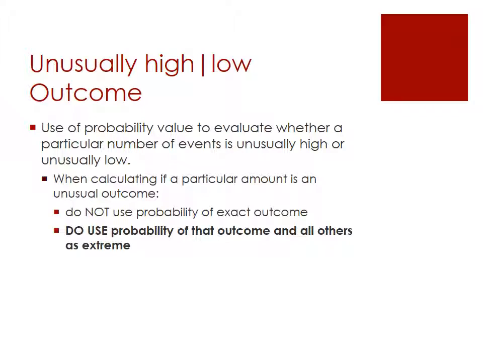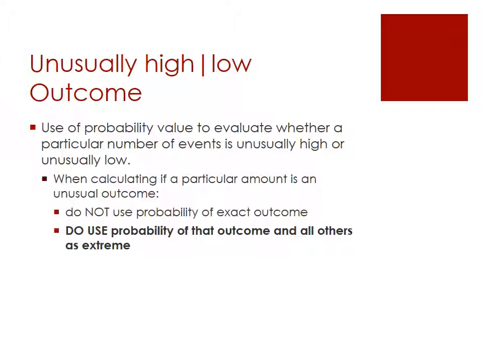And notice when we're asking about unusually high or unusually low outcomes, we use a probability value to evaluate the particular number of events. If you're calculating if a particular amount is an unusual outcome, do not use the probability of the exact outcome. Again, the probability of 8 girls is also encompassed within the probability of having 9 and the probability of 10. So they all are included together. So do use the probability of that outcome and all the others as extreme.